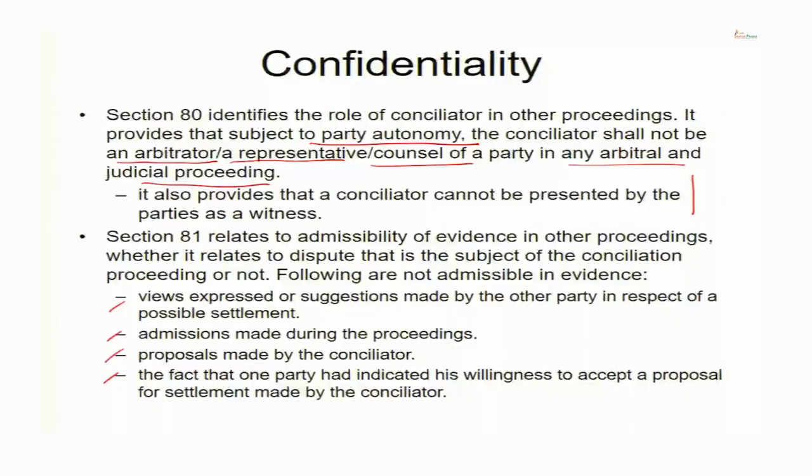What are these? Views expressed, suggestions made by the other party in respect of a possible settlement, admissions made during the proceedings. "My lord, this man accepted the proposal given by the conciliator. He admitted all these things in the process of conciliation." You cannot say all these things. Proposals made by the conciliator, all these are not admissible in evidence. The fact that one party had indicated his willingness to accept a proposal for settlement made by the conciliator is not admissible in evidence.